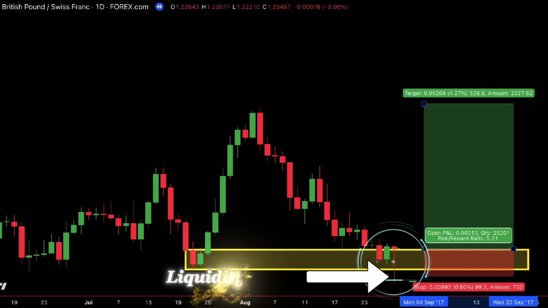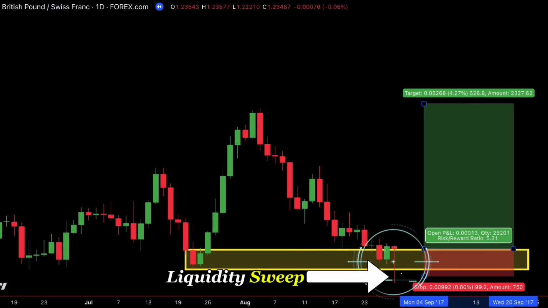We should look for a breakout of the demand zone, where the price dips below the zone to trigger stop losses, and then a close back above the demand zone. This is the liquidity sweep. It tells us that smart money has absorbed the liquidity and is now ready to push the price higher. When you see a liquidity sweep at a demand zone, that's your signal that institutions are paying attention to this level. It shows that smart money is getting ready to take action, and we need to be prepared.